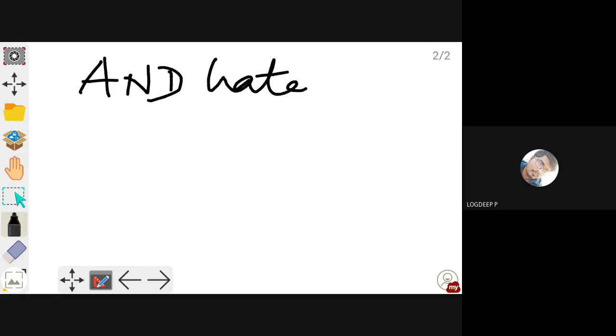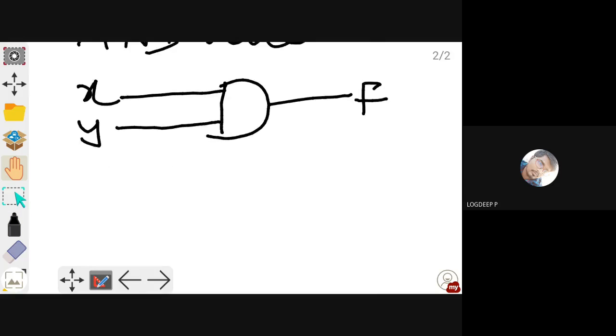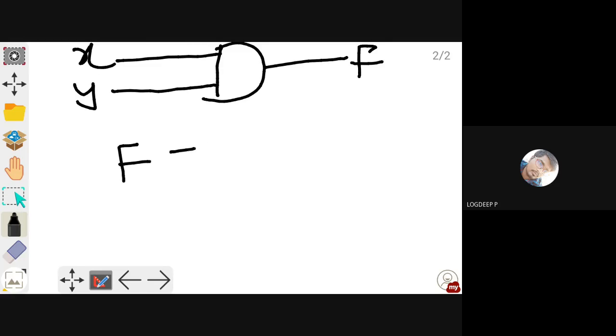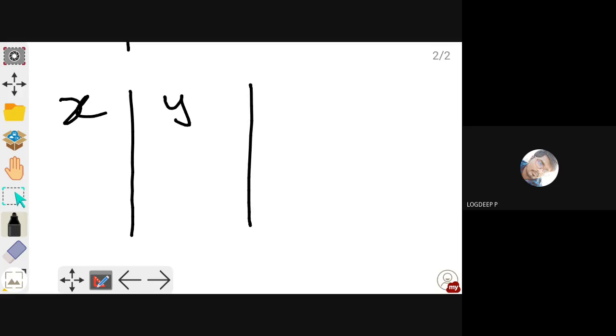So the AND gate, the logical diagram of your AND gate is this one. X, Y, and output is F, where F is equal to X into Y. So X into Y, that is you are performing the logical AND operation. So X into Y is the Boolean function of the AND gate, and the truth table will be X, Y, and output F.